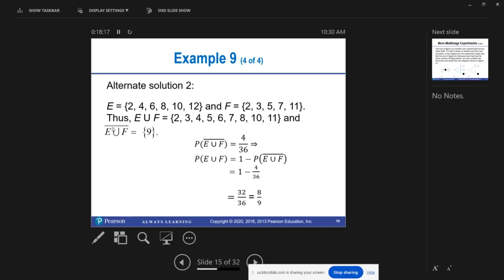And so keep in mind this little bar, remember that means complement. So that means basically what's missing.